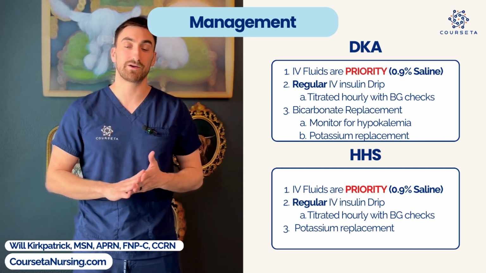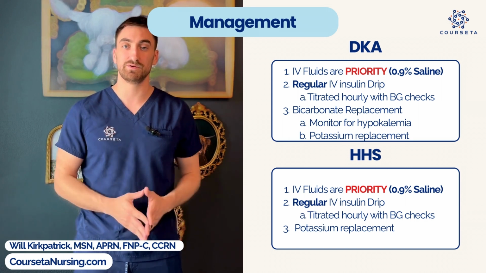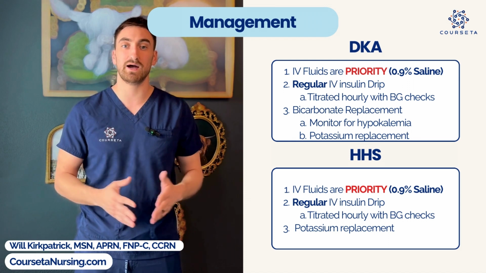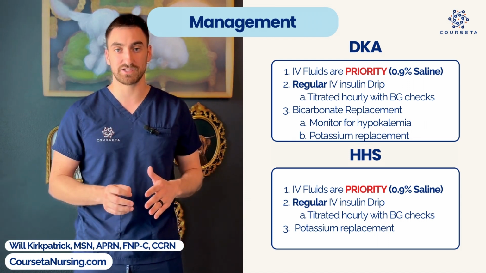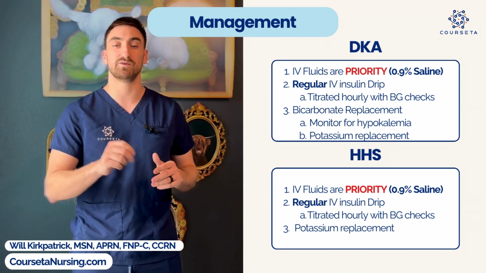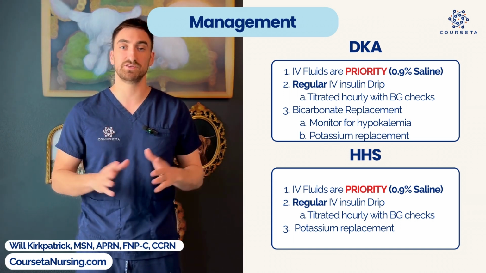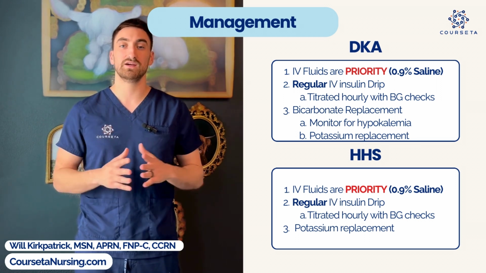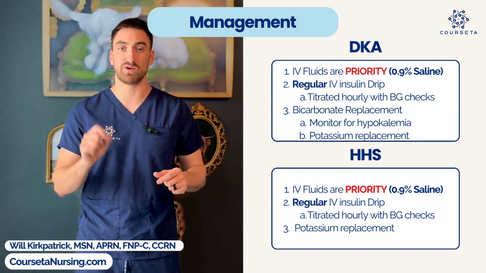So we need to prioritize administering IV fluids to reverse that dehydration, because it's going to get so bad and it won't stop until we actually fix the dehydration first. And by fixing the dehydration, you're going to improve the delivery of insulin when we start administering that. So number two step would be to start administering IV insulin. So the only IV insulin that we can administer is regular insulin.